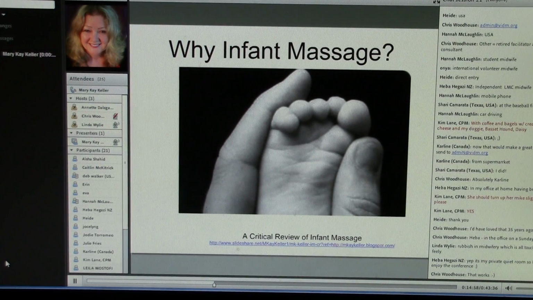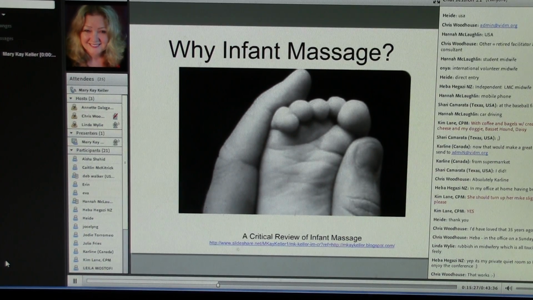So the next question is, why infant massage? As I said, I had done a critical review in 2010 on infant massage, and there were so many benefits of infant massage. As a matter of fact, there is no research to date that shows that infant massage produces any kind of harmful threat, or that there are any negative consequences to massaging a baby.